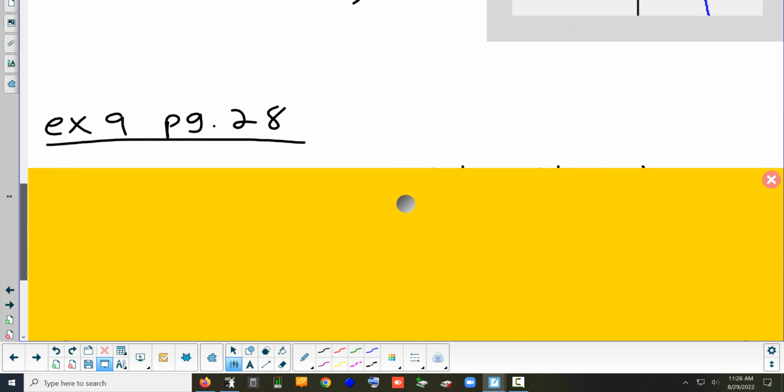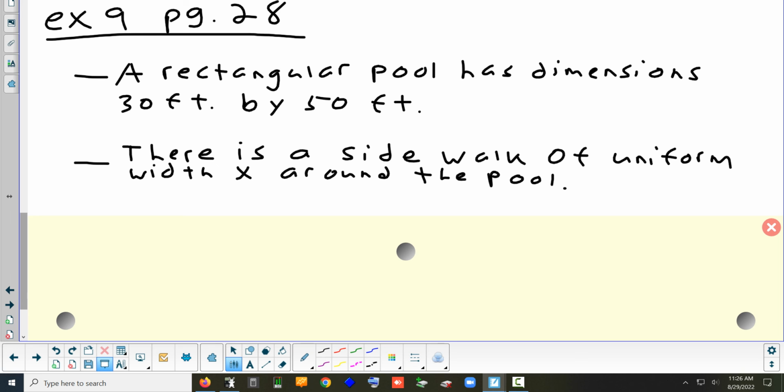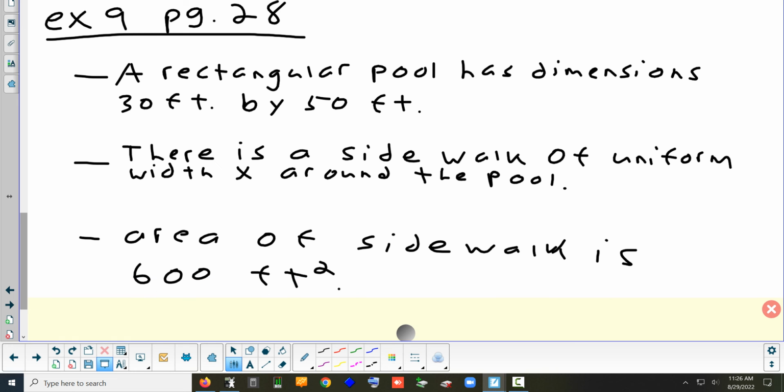All right, so let's take a look at this problem. So this problem is going to be about a swimming pool that's 50 by 30. And there's going to be a sidewalk around the pool to keep it less complicated. The sidewalk is going to stay exactly the same width all the way around the pool. The area of the sidewalk is 600 square feet. And based on knowing the area and the size of the pool, I want to know what is the width of the sidewalk going around the pool.